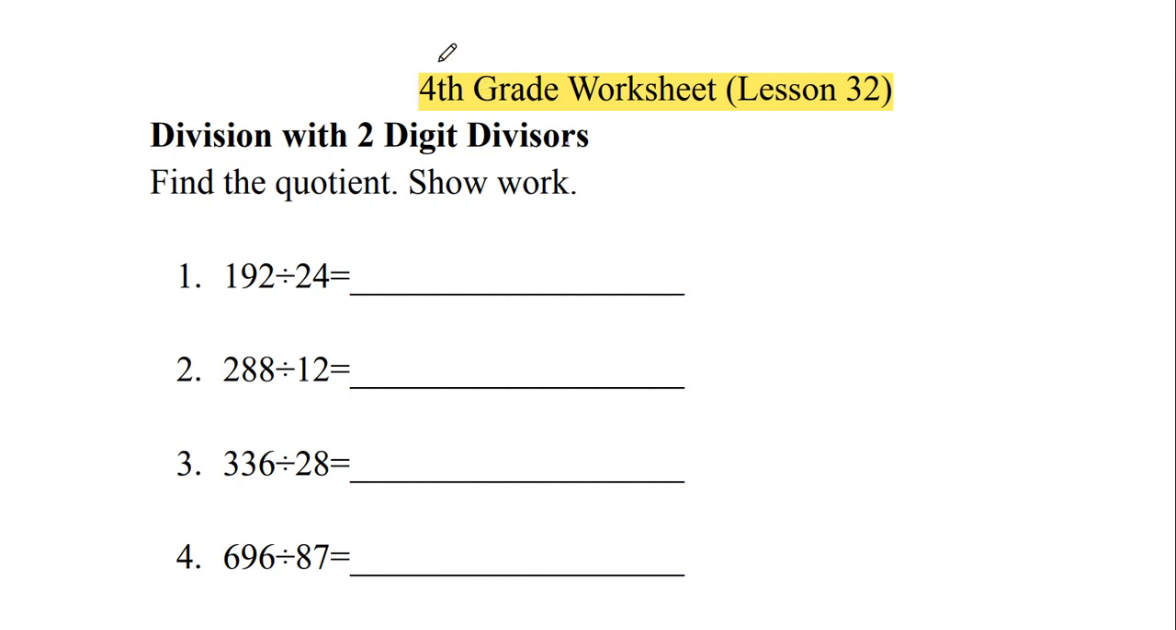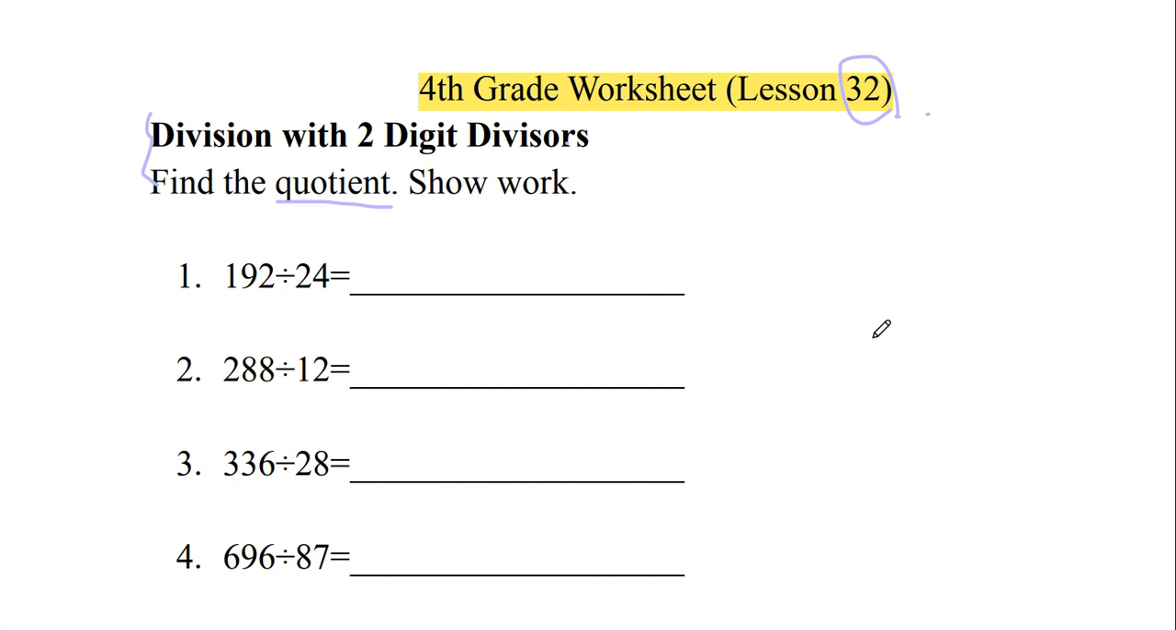Okay, hello, this is 4th grade worksheet lesson 32. And this time, we're going to start off with find the quotient. And quotient means to divide. Okay, so since it says to show work, let's just show our work.